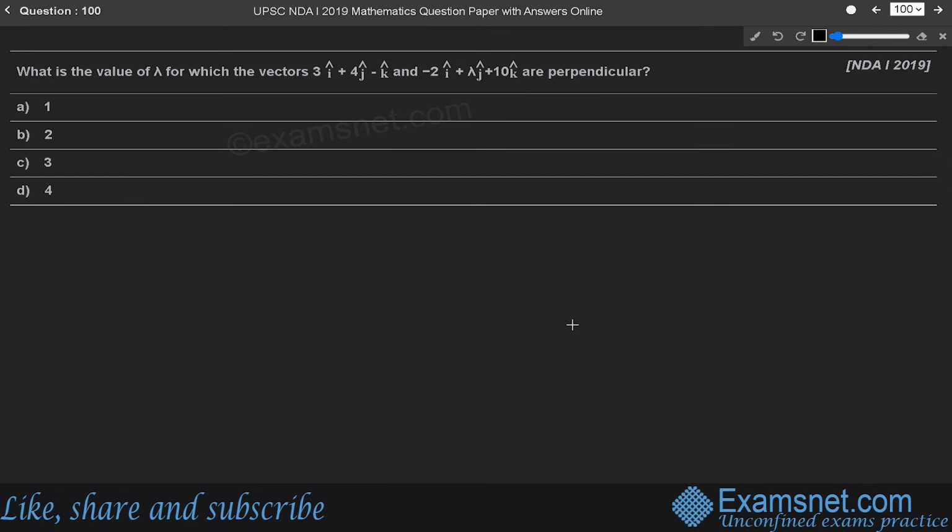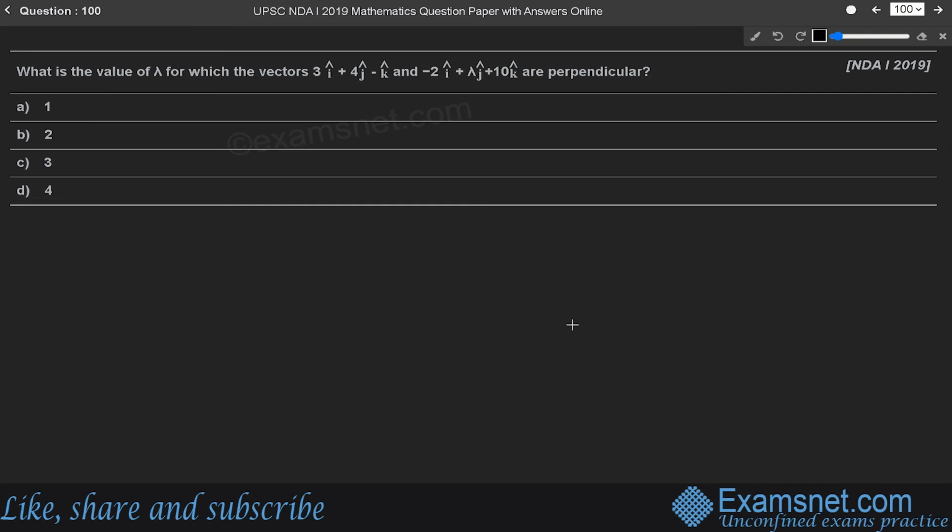Next question is, what is the value of lambda for which the vectors 3i cap plus 4j cap minus k cap and minus 2i cap plus lambda j cap plus 10k cap are perpendicular? It is a very simple question and continuously so many questions come from vectors. So be prepared well for the vectors part.